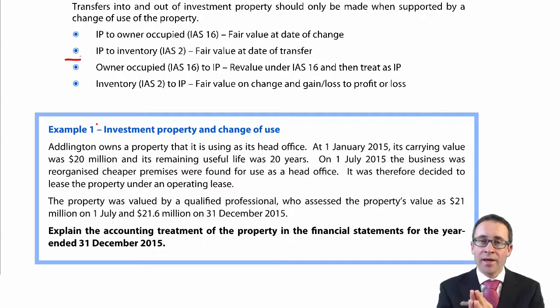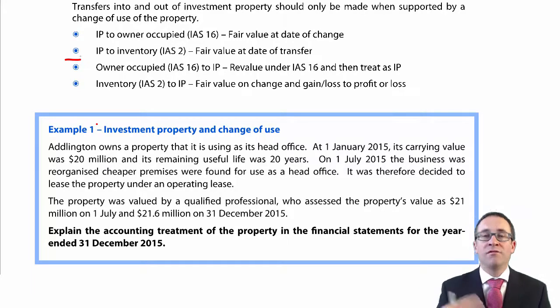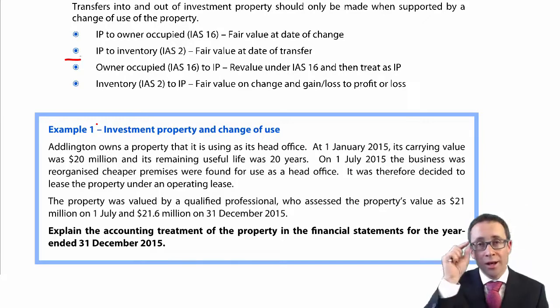Again, you would take the fair value gains and losses through profit or loss as normal under IAS 40, and then account for it as PPE, so depreciate it, or account for it as inventory, valuing it at the lower of cost and net realizable value. Nice and simple. Just be careful under the others.